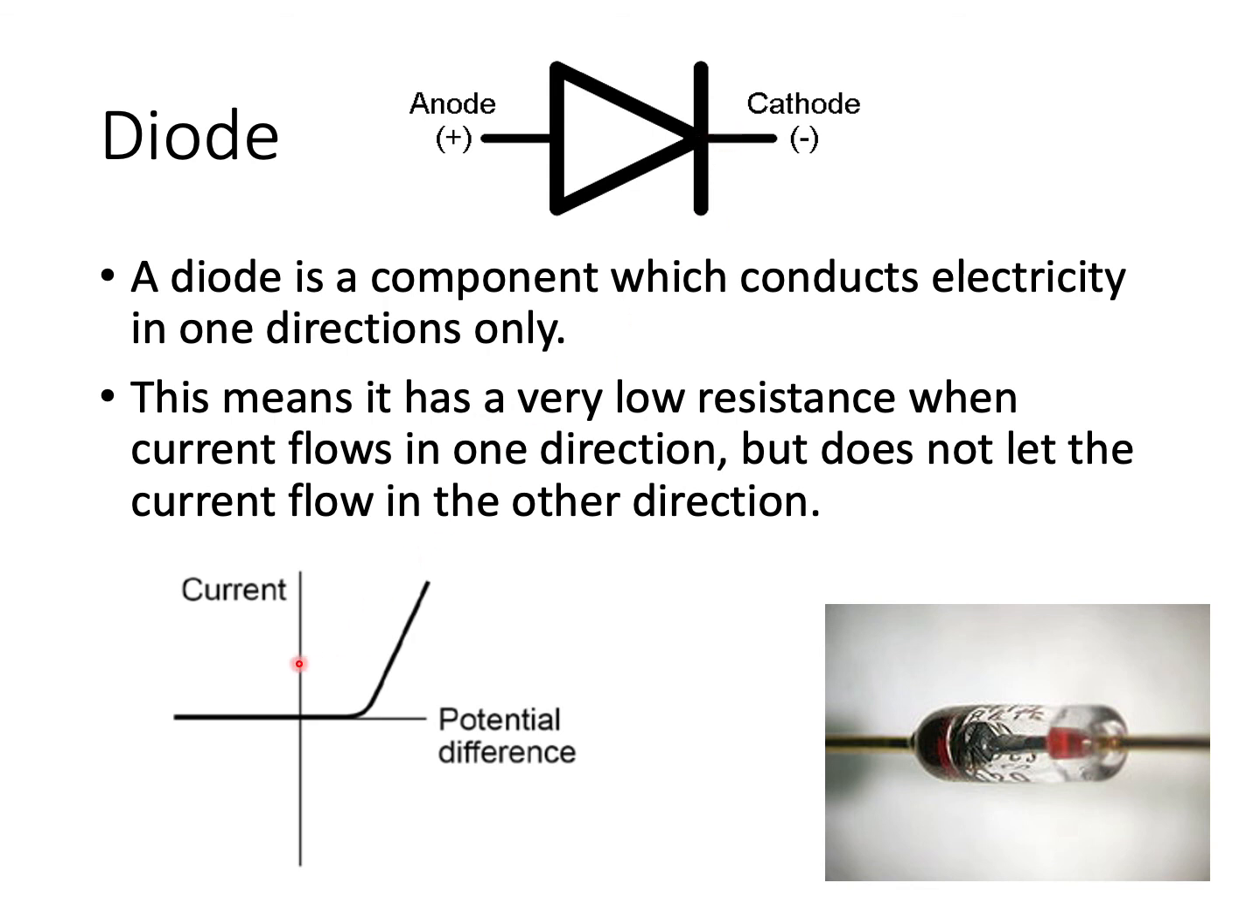So when you plot a graph of potential difference against current here, what you find is one way round, it doesn't matter what the potential difference is, the current is always zero. But if you do it the right way round, a small potential difference, a small push, no current flows. You get to a certain amount of push, a certain voltage, potential difference, and the current starts to increase, and it's a straight line.